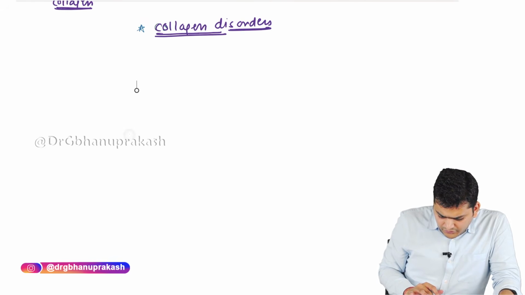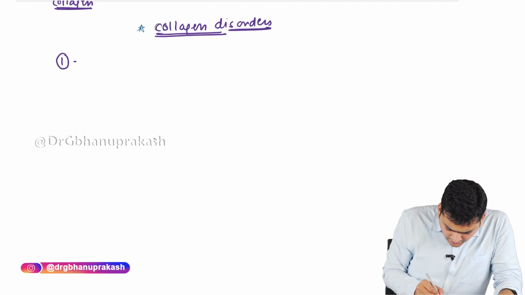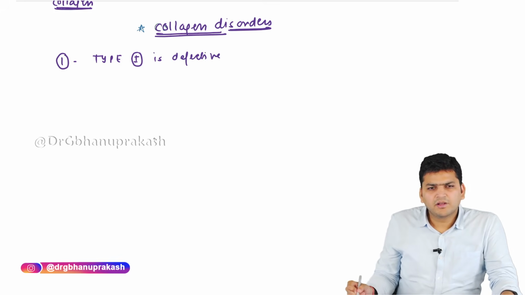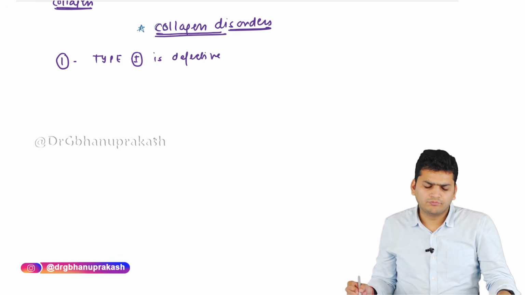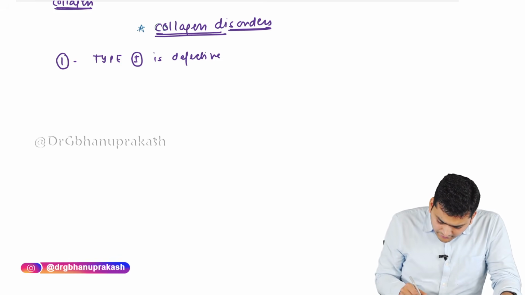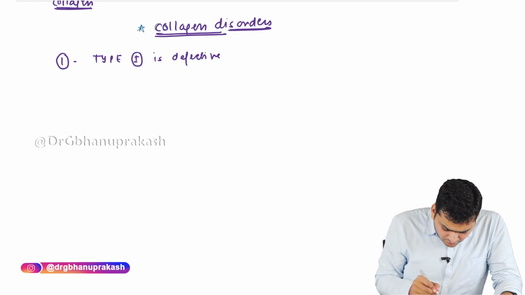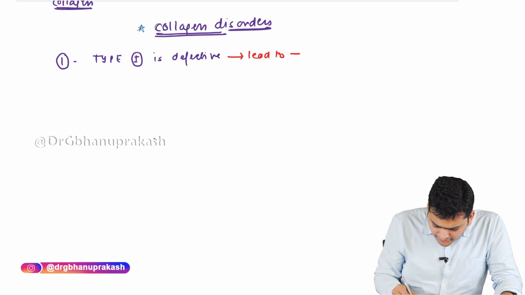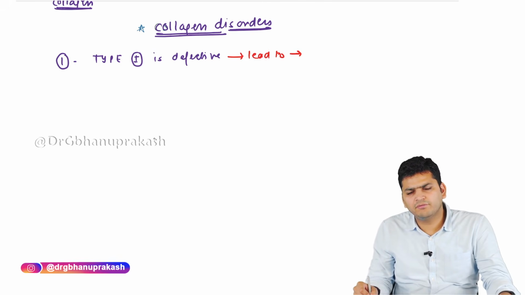So starting with the first one, the first collagen disorder is if, let's say, the type 1 collagen is defective. Type 1 is found where? It is found in bone. If type 1 is defective, the bones will be defective, right?